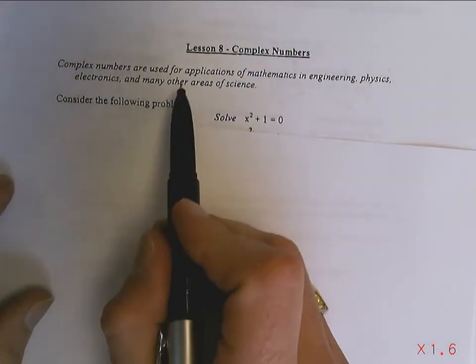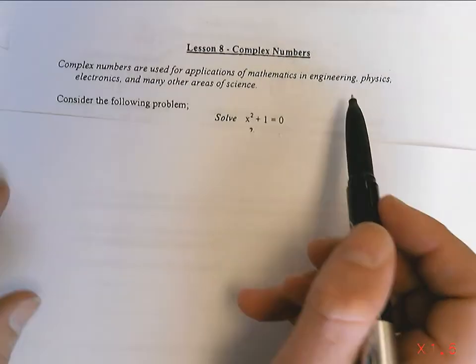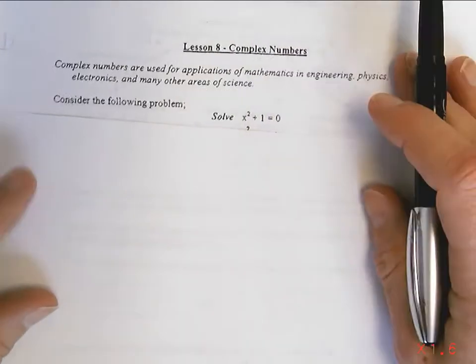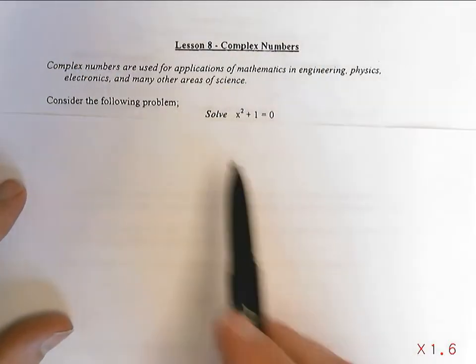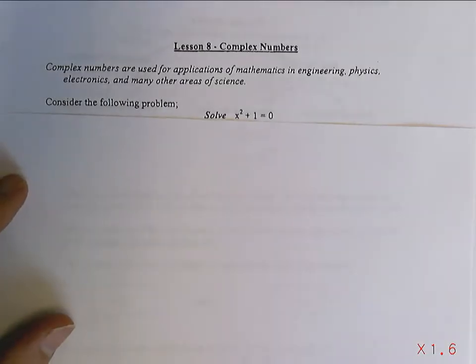Complex numbers are used for many applications in mathematics, in engineering, in physics, electronics, and many other areas of science. And they come from trying to solve this problem, x squared plus 1. Now, in historical times, there have been all sorts of problems that we haven't been able to solve, that we had to either invent or discover a new number to help us.